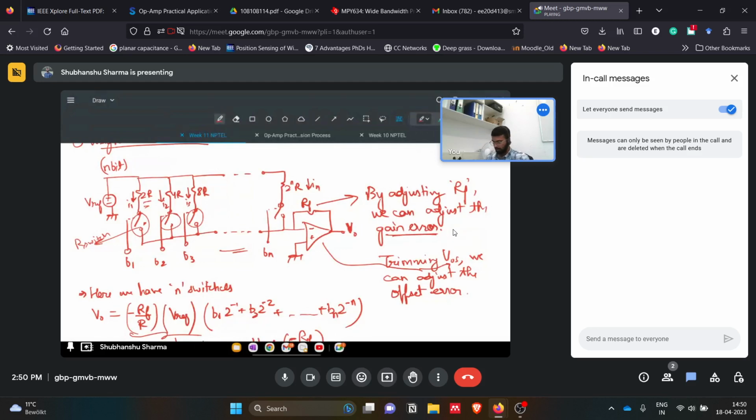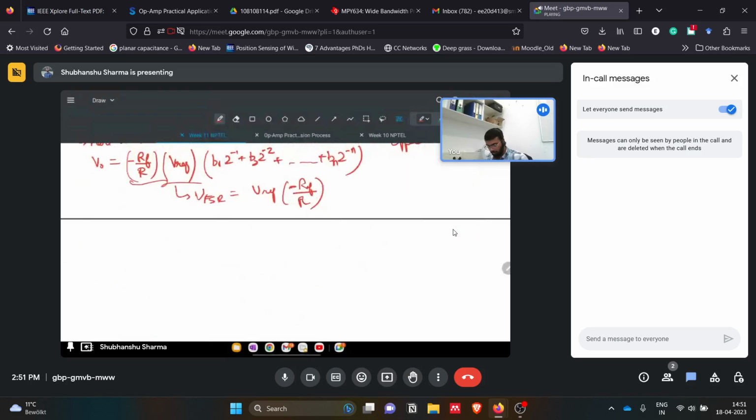Another problem is that these weighted resistors need to be in multiples of 2, that is 2R, 4R, 8R. But in practice, resistors are not that perfect and have some tolerance values, so we cannot get the exact resistor values we want. Because of that we will have errors, and they will be huge because we are going up to n bits, from 2R to 2 to the power n R. So these are some of the drawbacks.